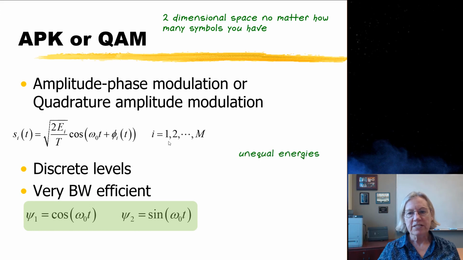I want to also bring your attention to the fact that the energies are unequal, just like they were in PAM modulation. All symbols are not at the same distance from the origin, and because of this, the energies are unequal. And we can see that here because of this index on the E_i, that it varies depending on where we are.